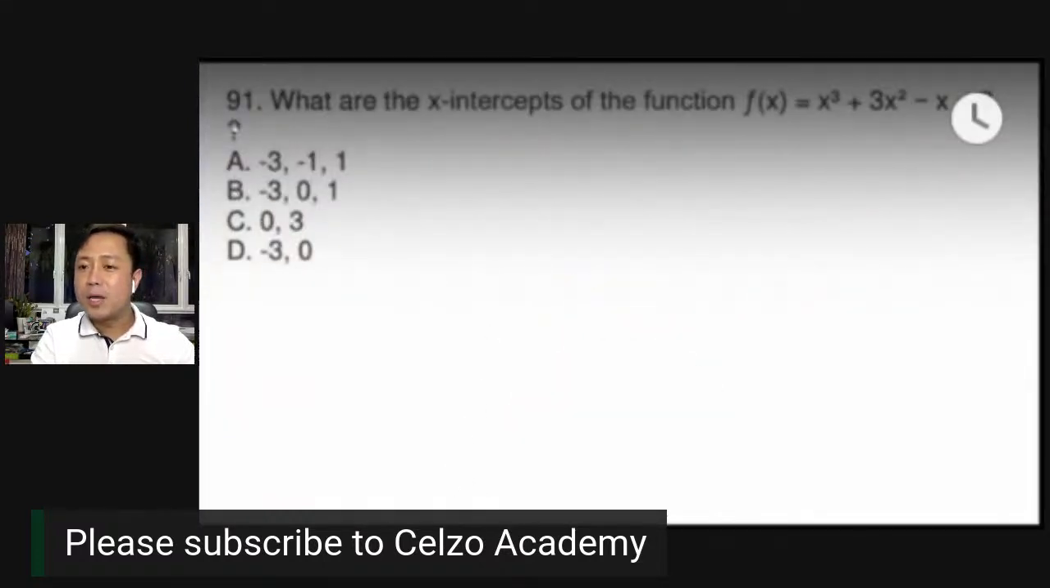Here's the next question. What are the x-intercepts of the function x cubed plus 3x squared minus x minus 3? Minus 3 is the last term. I'm going to type it. The question should be x cubed plus 3x squared minus x minus 3.